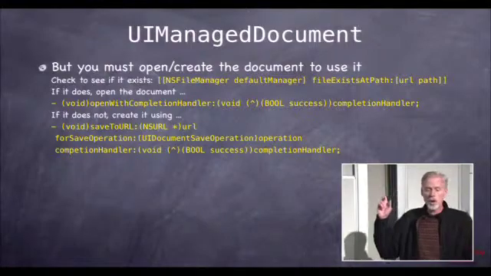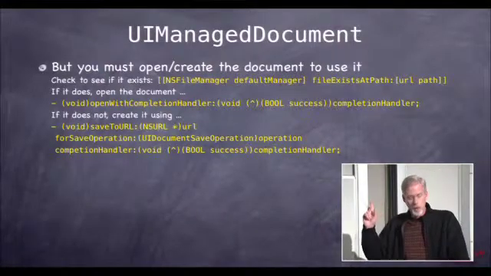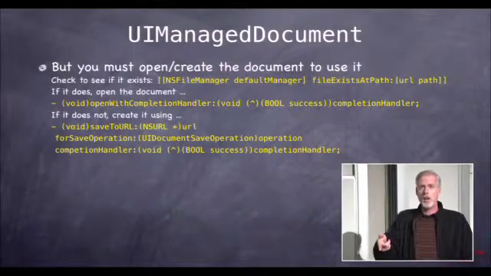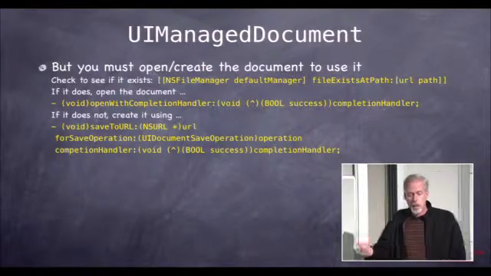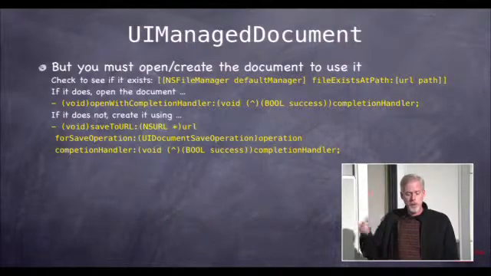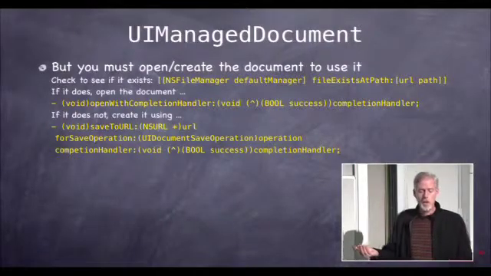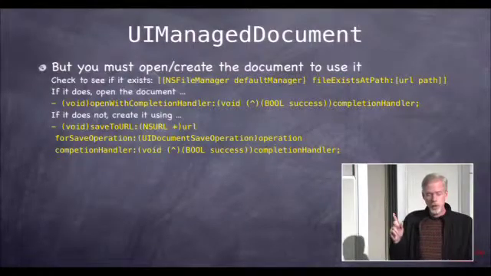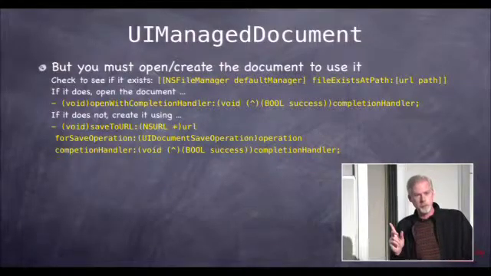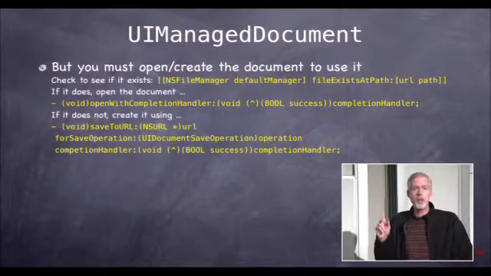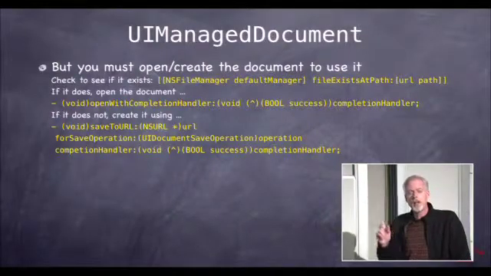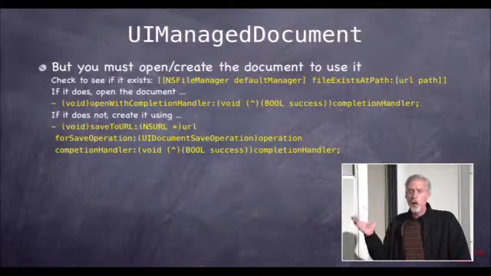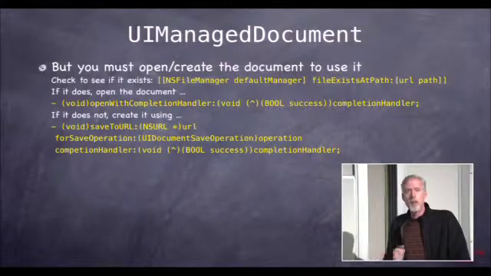Instead, you have to call default in the file manager, you have to call file exists at path and find out whether this document already exists. So if the file does exist at path, you're going to use open with completion handler. But if it doesn't exist, then you need to create it. And the way you create it is with this method in UI Managed Document called save to URL for save operation. And the save operation you're going to use when you're creating it is called UI document save for creating. Okay? And then it also has the same completion handler where one is done.